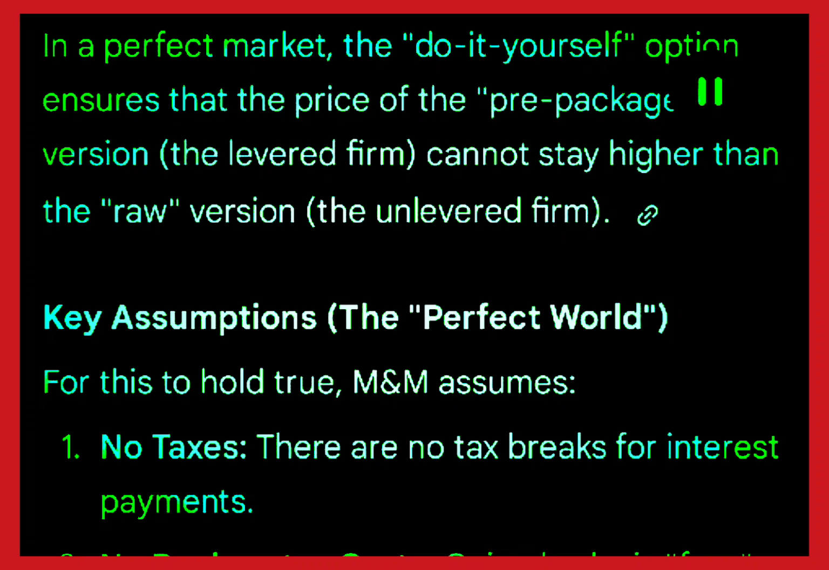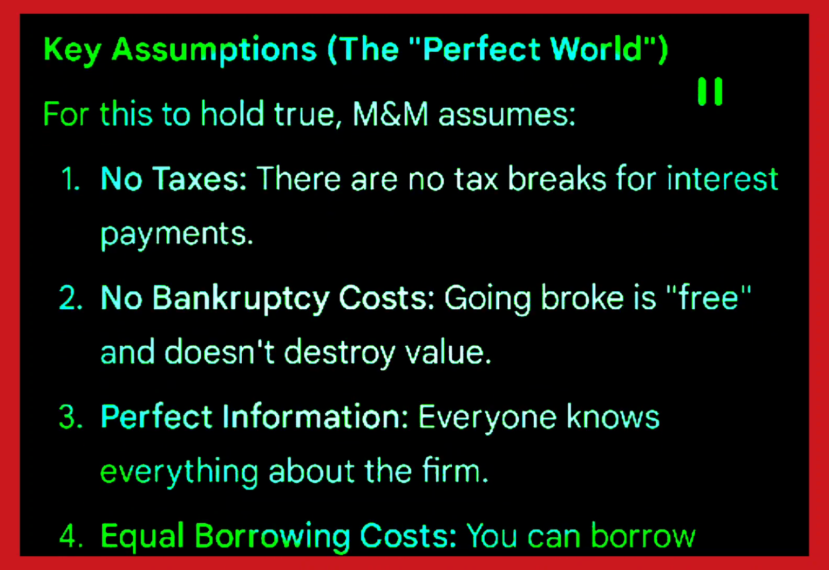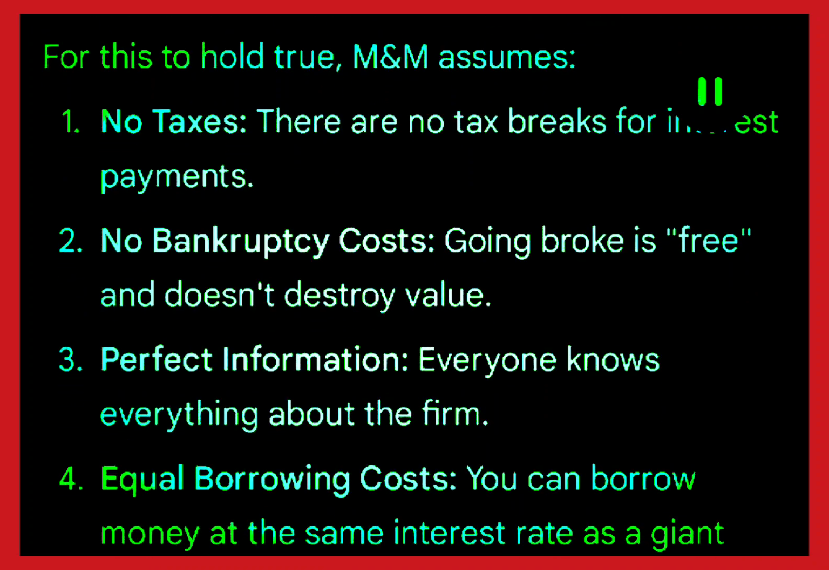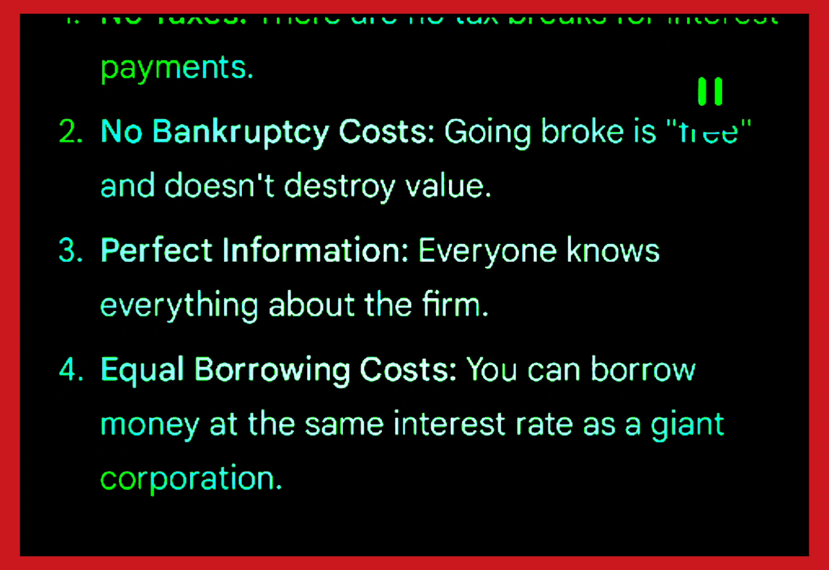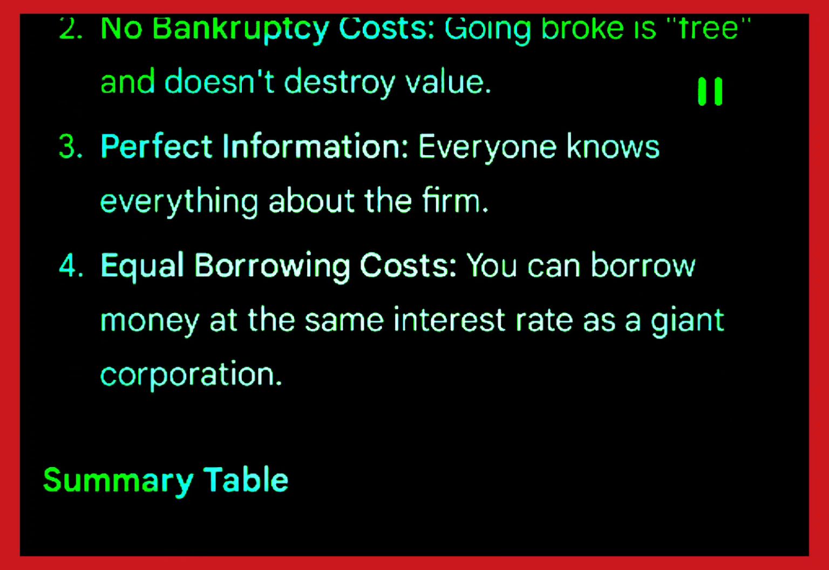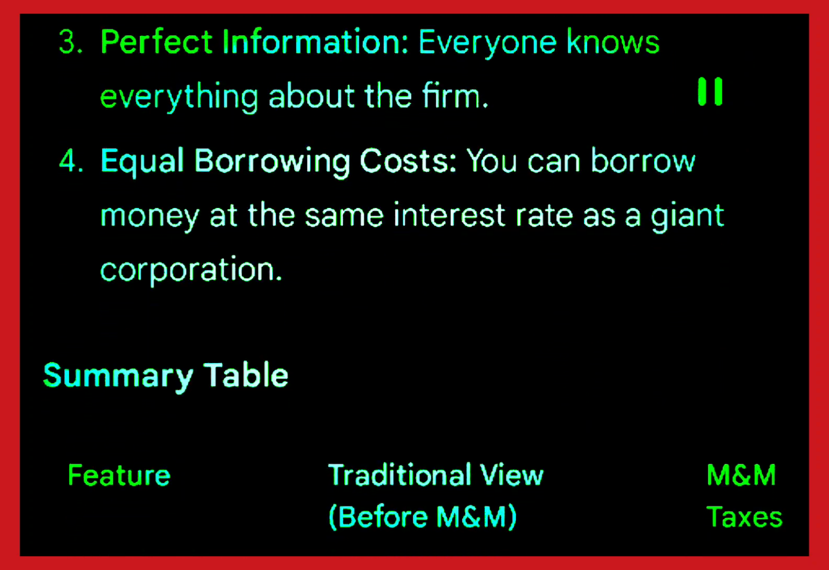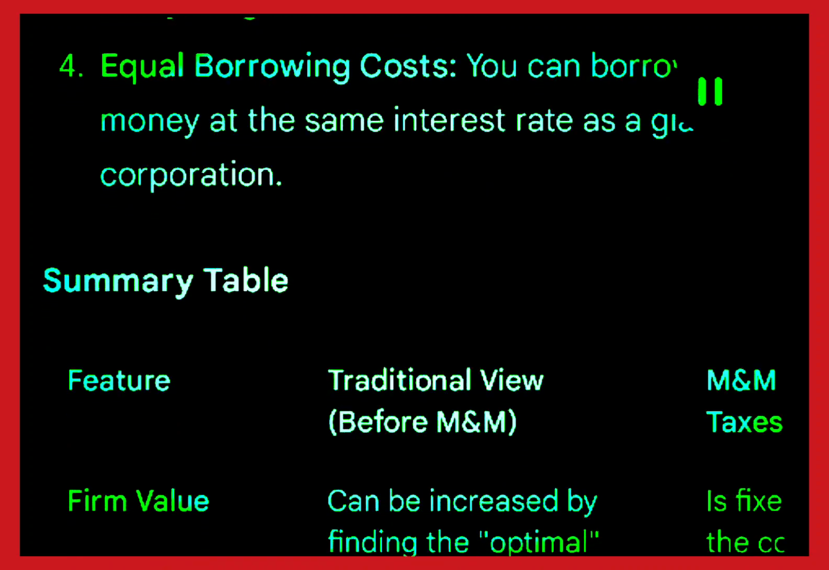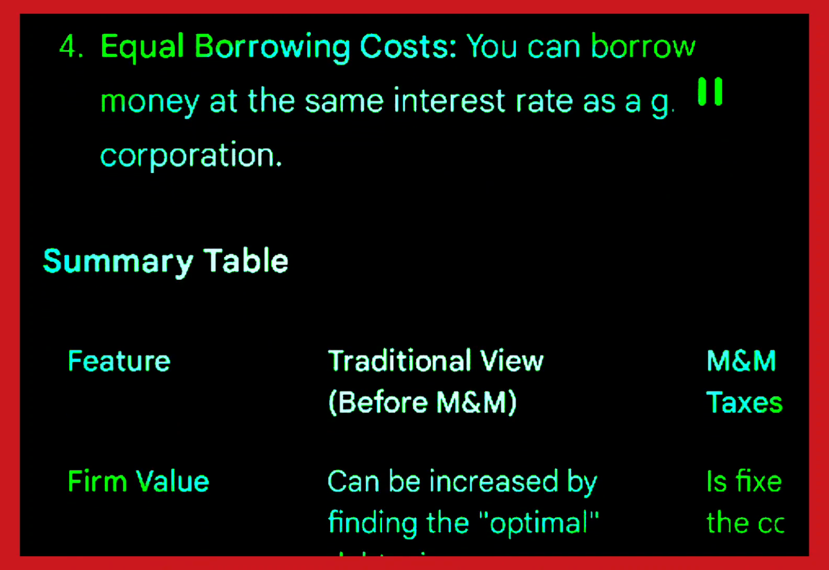Key assumptions: the perfect world. For this to hold true, M&M assumes: 1. No taxes. There are no tax breaks for interest payments. 2. No bankruptcy costs. Going broke is free and doesn't destroy value. 3. Perfect information. Everyone knows everything about the firm. 4. Equal borrowing costs. You can borrow money at the same interest rate as a giant corporation.